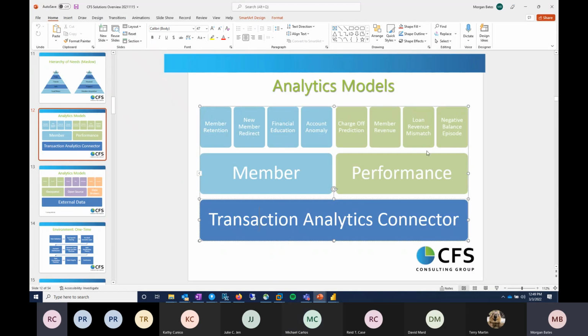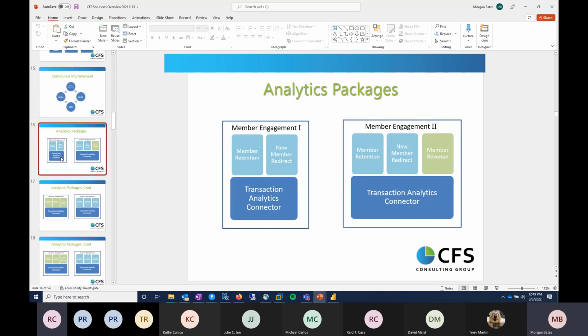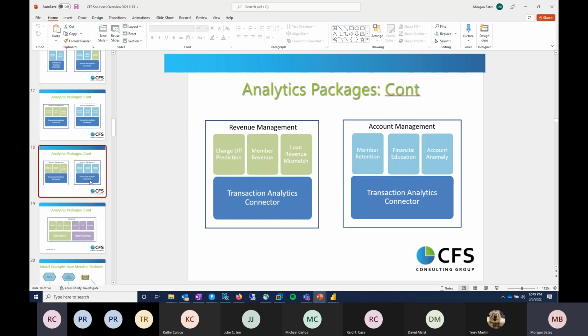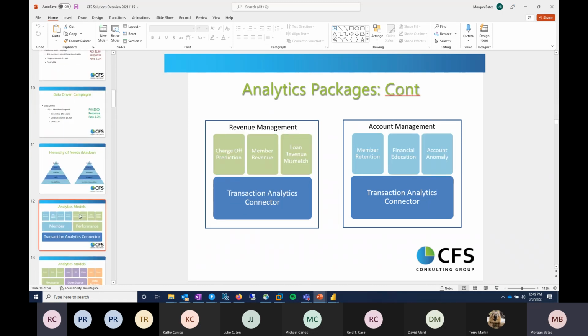Now, you may come back and say, yep, that's awesome, now I want the member revenue model or the member retention. You can buy these top ones à la carte. Or you say, you know what, I've got problems with my members, I want to buy all the models on the members. There are different combinations, right? I even have typical combinations down here, like member engagement: the analytics connector, the member retention, and the new member redirect. That's one version up here. Here's another. You can combine them in whatever combination.